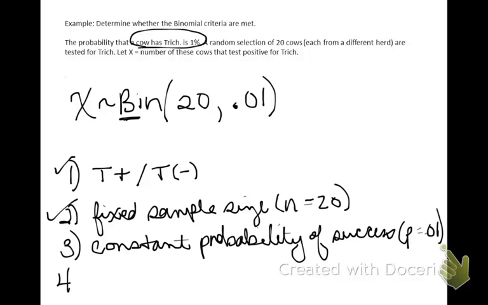The final condition that must be met you'll have to remember because it does not appear in the notation. And this final condition is independence. Usually living subjects are independent. This includes humans as well as cows. You'll have to justify whether the independence assumption has been met on the exam. You could say a statement to the effect of, one cow testing positive or negative would not affect another cow testing positive or negative, since each cow was randomly selected from different herds.